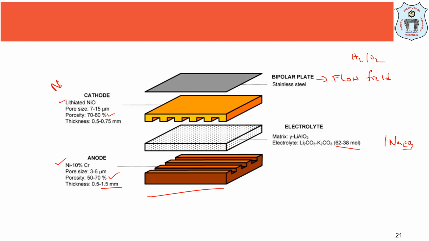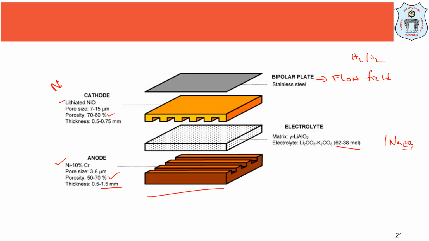So this is what happens in a molten carbonate fuel cell. We have discussed the reaction taking place. The molten porous anode can be nickel with chromium or aluminum. The cathode can be lithiated nickel oxide. Mostly the molten electrolyte used is a lithium carbonate and potassium carbonate mixture.